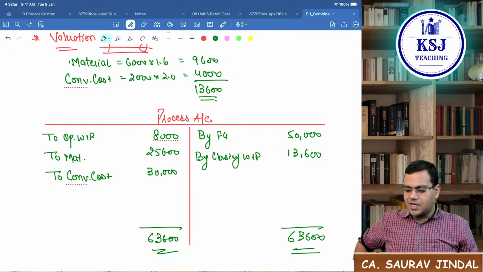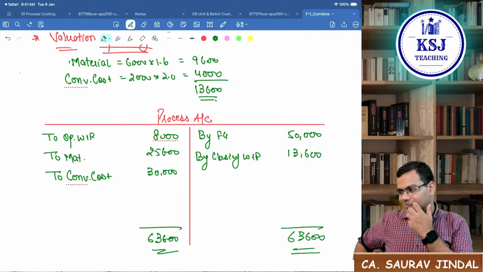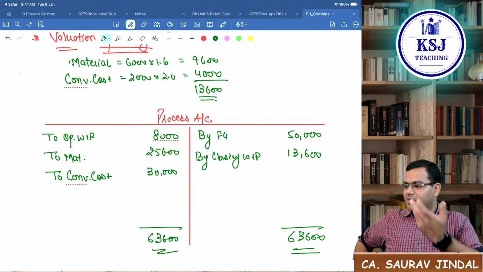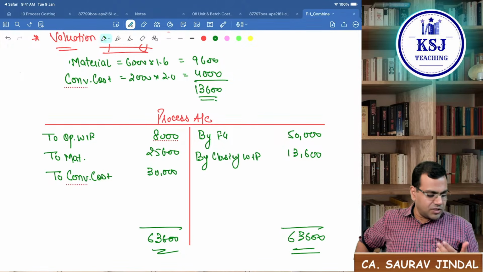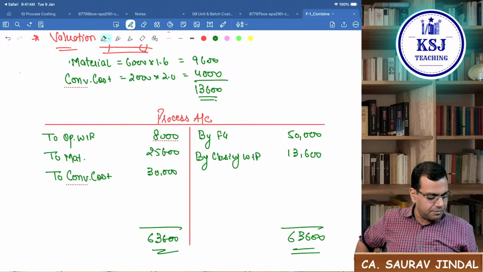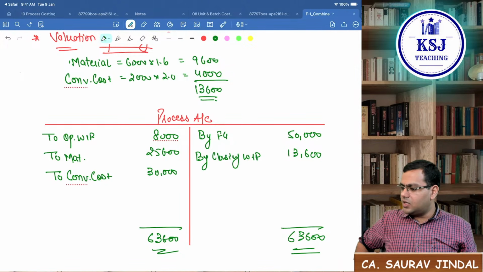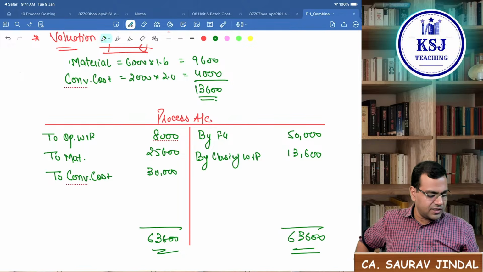Yeah. This example only I solve in every batch. But there will be some students who will be watching who have not watched my regular batch. But this example I take in every batch because it is simple to explain with this one example. In every batch, even in my regular face-to-face batch also, I take this example.